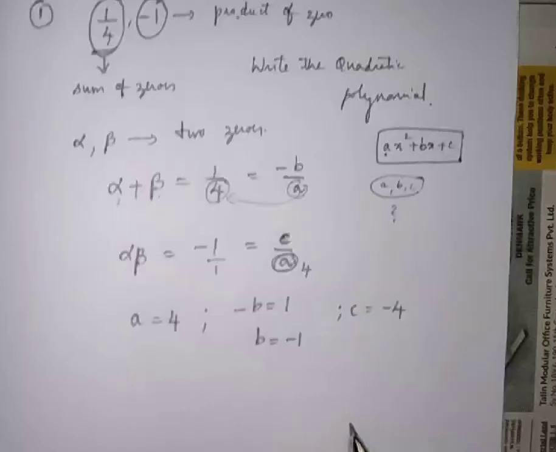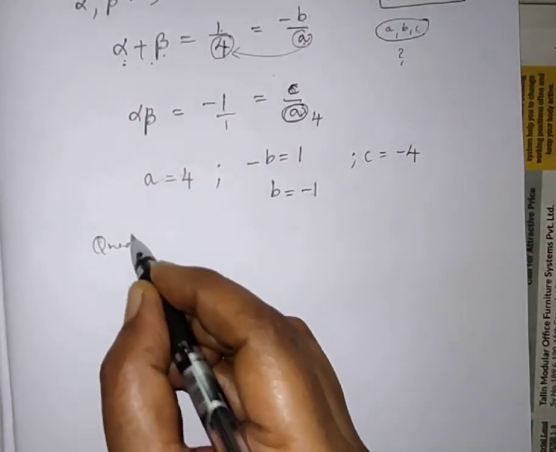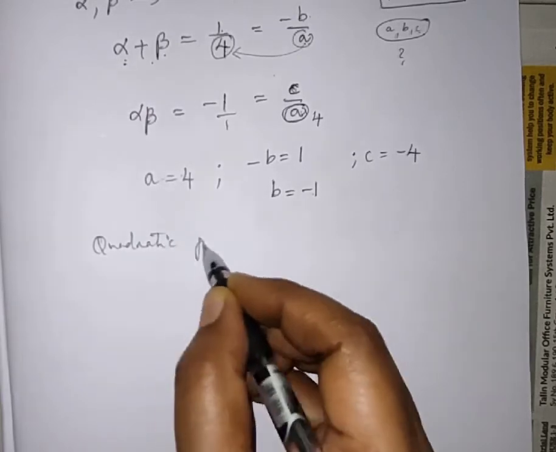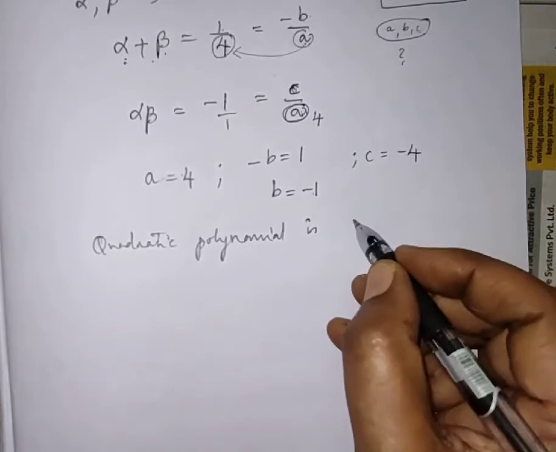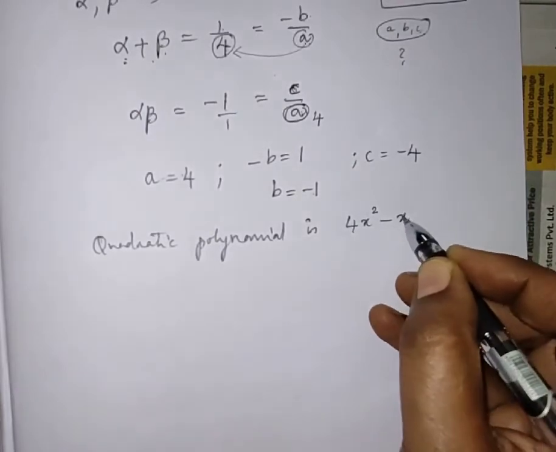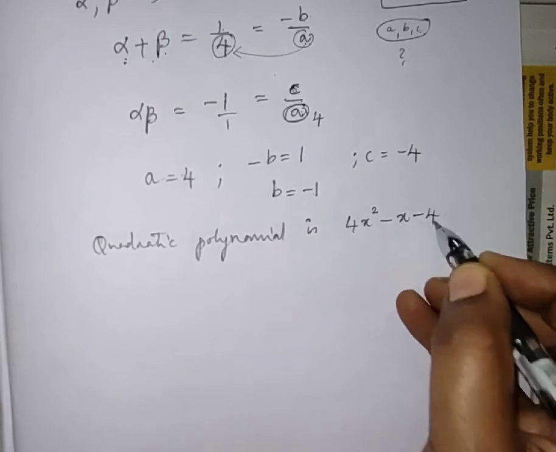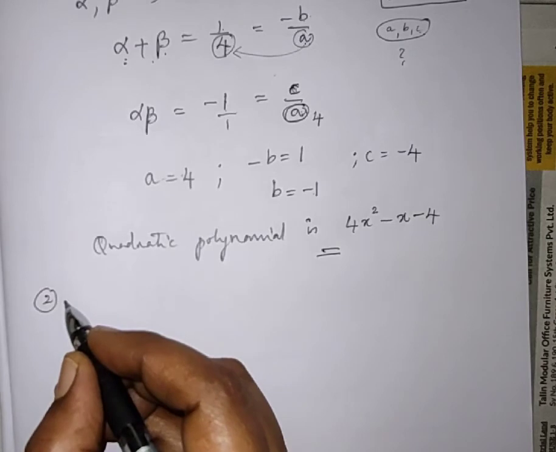So now we have to write the quadratic polynomial. So our quadratic polynomial is 4x square minus x, or you can write minus 1x, minus 4. So this is the answer. Let's see the second type of question.